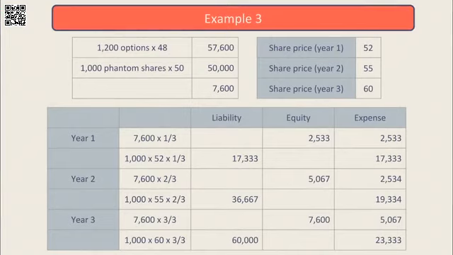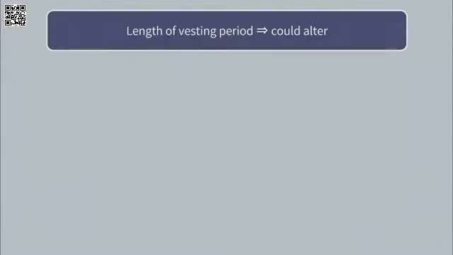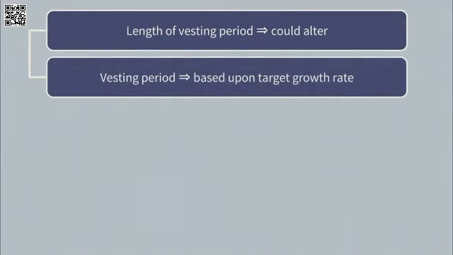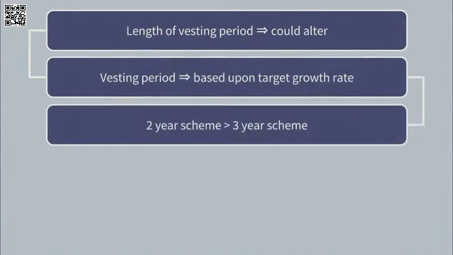The treatments that follow after this will depend on how many staff opt for the shares and how many staff opt for the cash. There are some other areas to give consideration to. Length of the vesting period. The length of the vesting period could alter as we move throughout a scheme. For example, if the vesting period is based upon hitting a target growth rate, we could see a 2-year scheme if the higher growth rate is achieved, and a 3-year scheme if the lower growth rate is achieved.